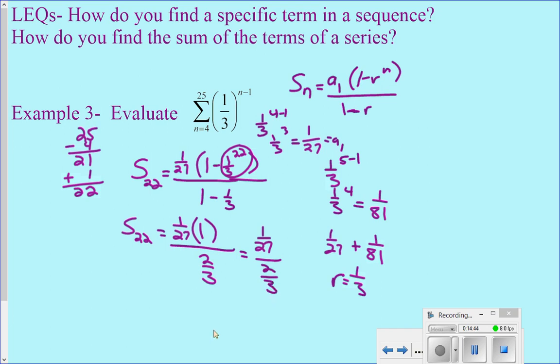We know how to divide fractions without a calculator. So 1/27 times 3 halves, simplify the diagonal, so that's 1 and 9. So that gives me 1/18. So the sum of these 22 terms is 1/18.